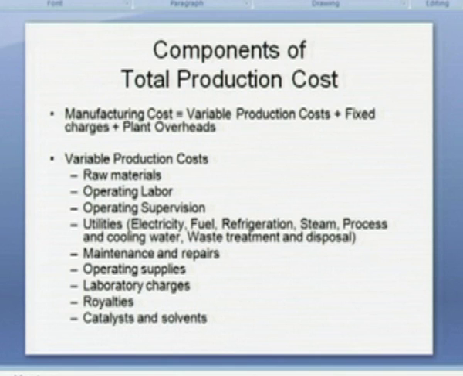The total production cost has 2 components: manufacturing cost and general cost. The manufacturing cost has further 3 components: variable production cost, fixed charges and plant overheads. The variable production cost includes the cost of raw material, operating labor, operating supervision, and utilities. Utilities include electricity, fuel, refrigeration, steam, process and cooling water, waste treatment and disposal. Then the cost of maintenance and repairs, operational supplies, laboratory charges, royalties, and catalyst and solvents.